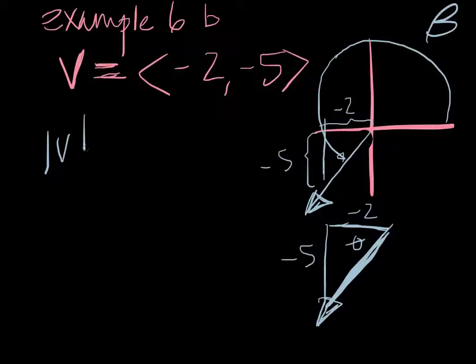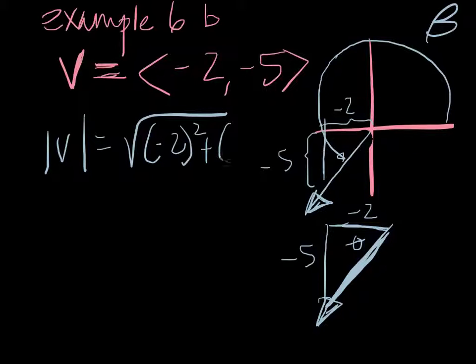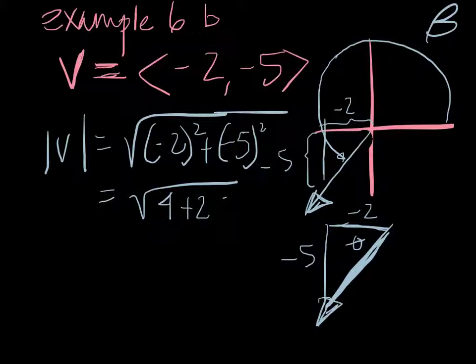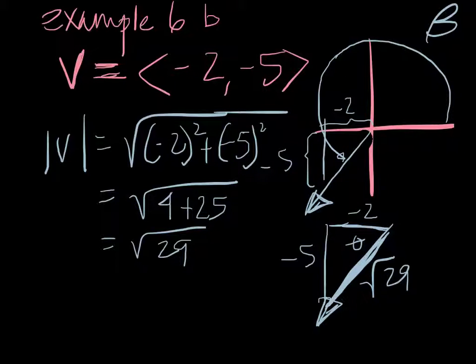The magnitude is the square root of -2 squared plus -5 squared, which is the square root of 4 plus 25. Oh my god, it's not 13. It is the square root of 29. I can't believe that's actually something other than the square root of 13.